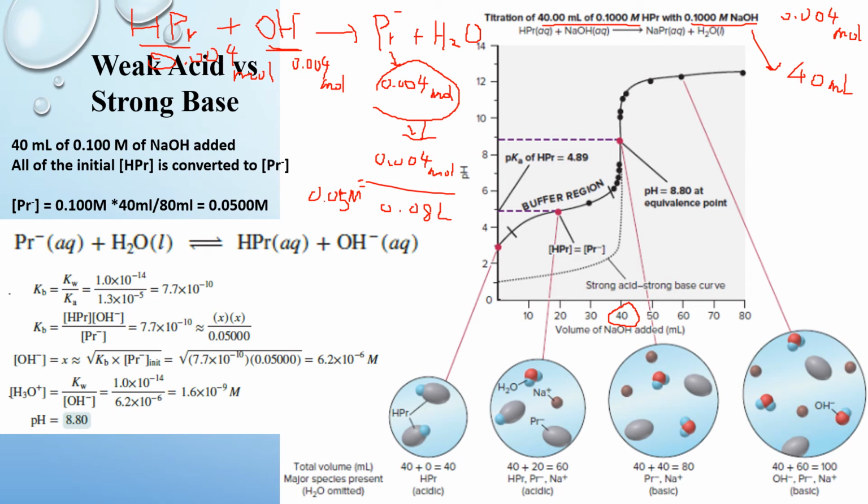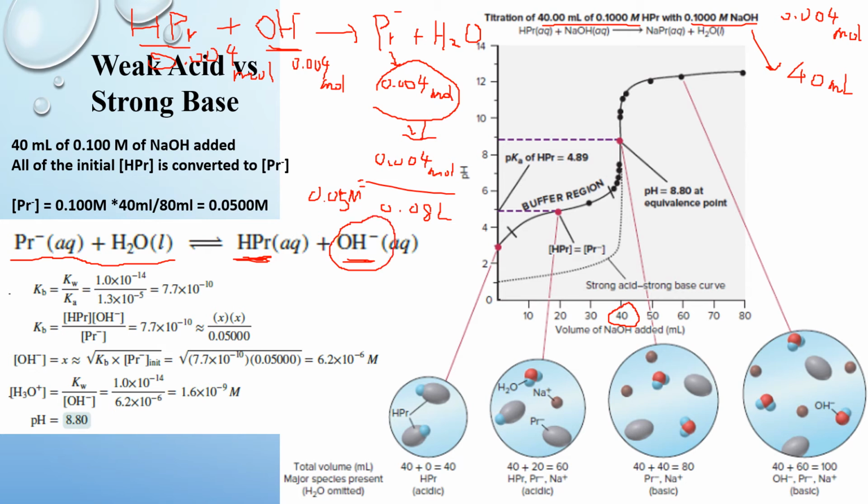Right, so at this point, all the HPR has been consumed, and all the OH- you added has also been consumed. So all you have is PR- and water. And this PR-, which is the conjugate base, is a weak base, so it can react with water, forming a little amount of this HPR again, and the OH-. So the pH of the mixture depends on this amount of hydroxide formed.